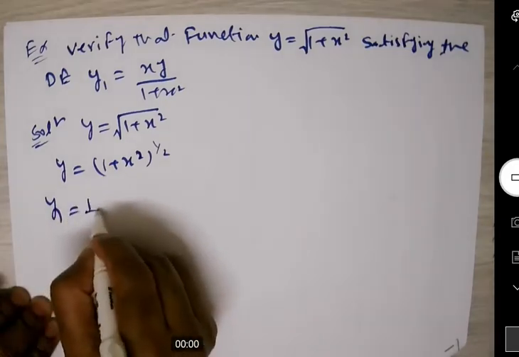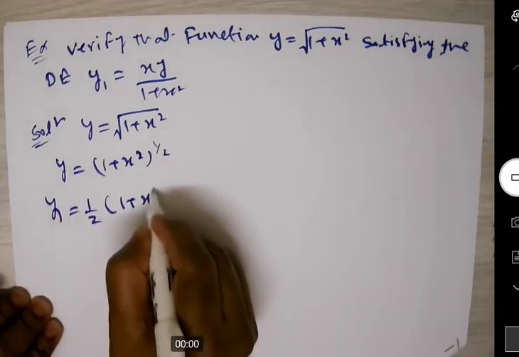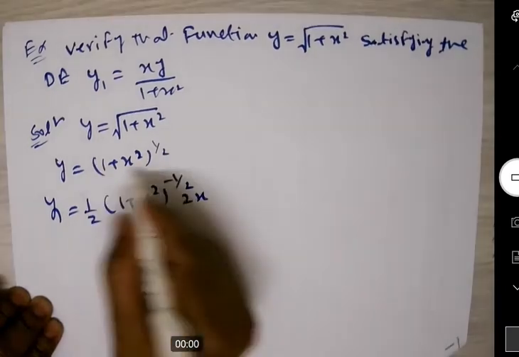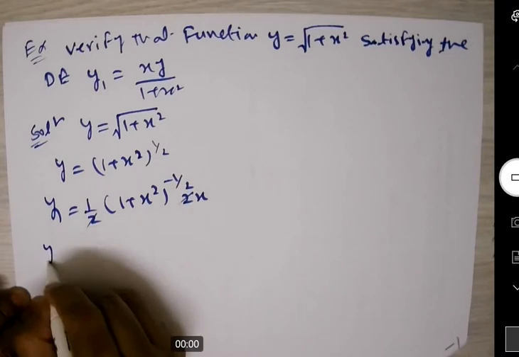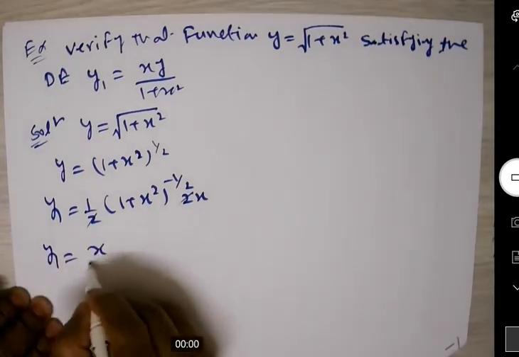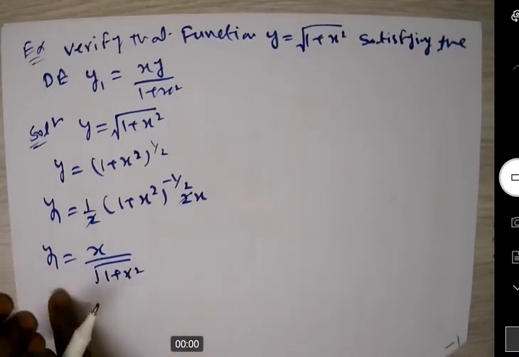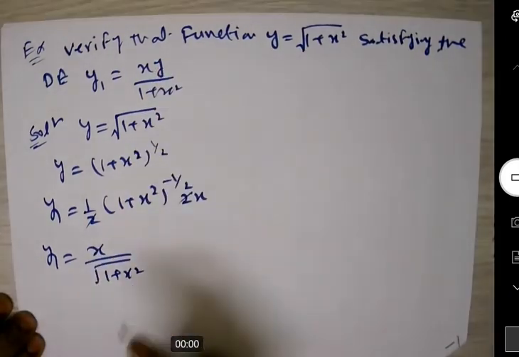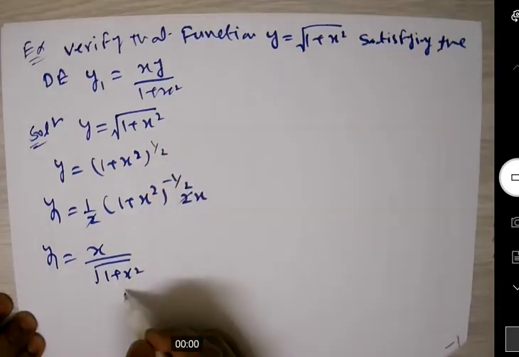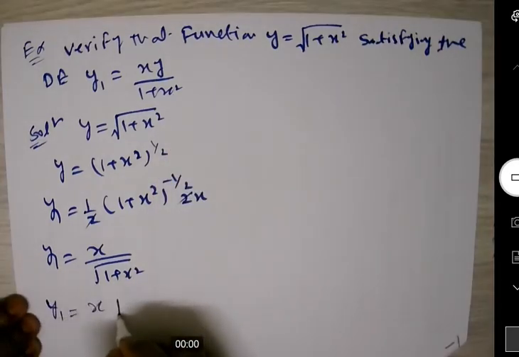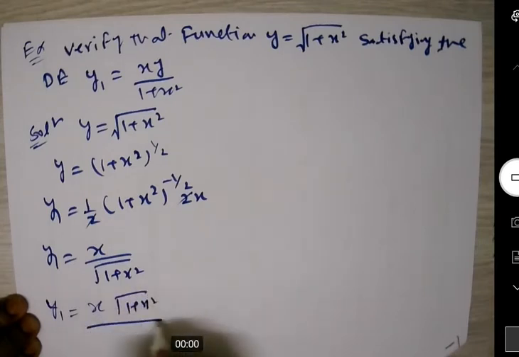y1, using the chain rule, is 1 by 2, 1 plus x square to the power minus half, and the derivative of 1 plus x square is 2x. Cancel this, so y1 is equal to x divided by the square root of 1 plus x square. This is y1. But this and the given equation are not the same: here it is 1 plus x square, and here it is a square root. So multiply up and down by the square root. It comes as the square root of 1 plus x square divided by 1 plus x square.